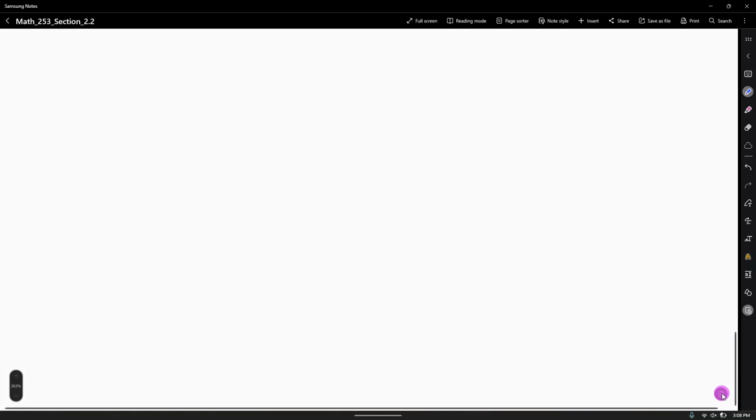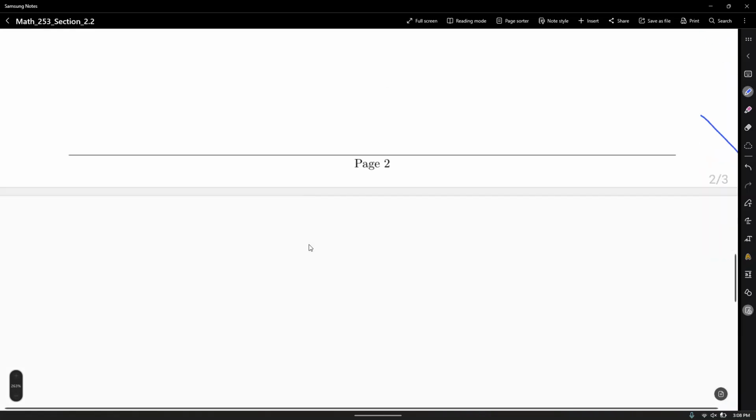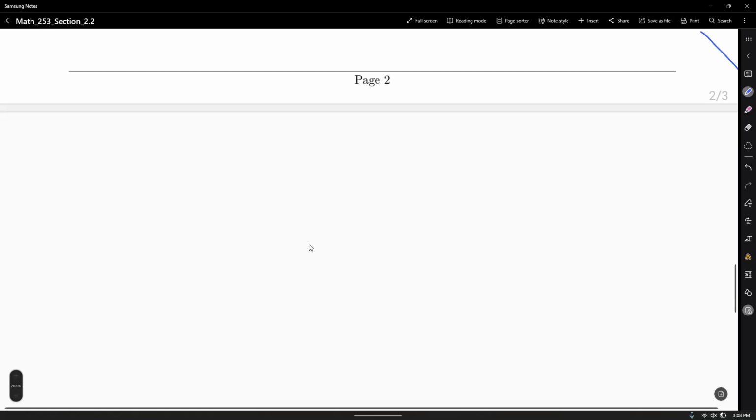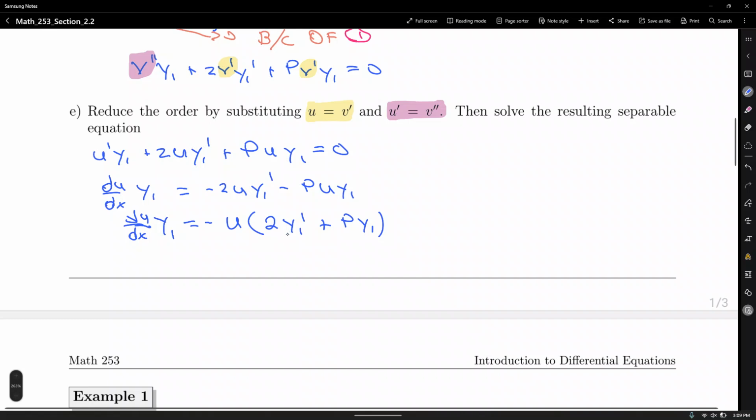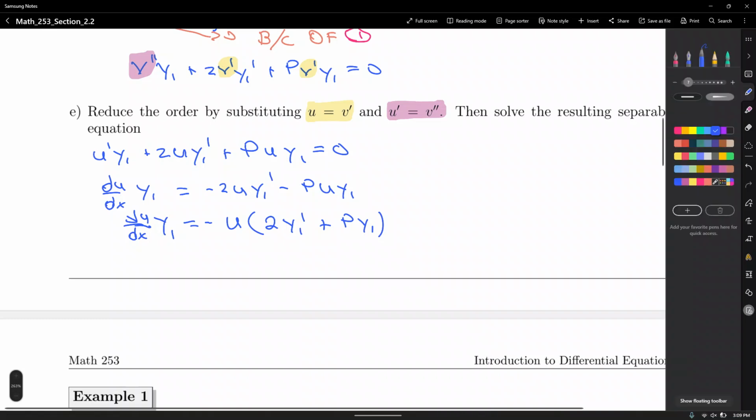Let me add another page and continue with the derivation here. So let's actually separate the variables. Coming back to the differential equation here, I'm going to divide both sides by u y sub 1, here to cancel the u and here to cancel the y prime.